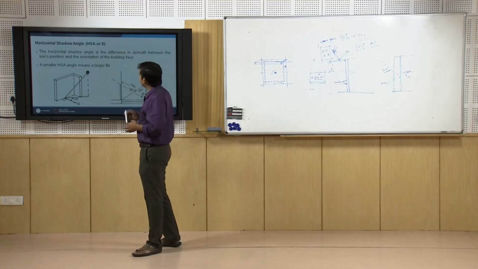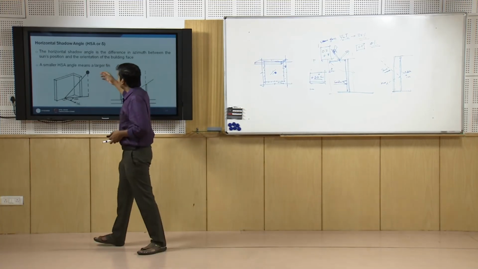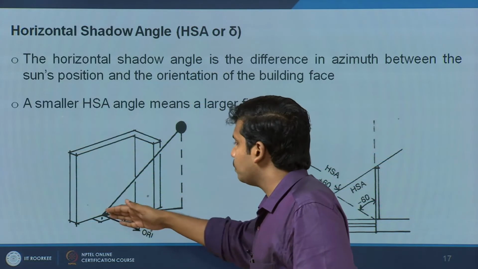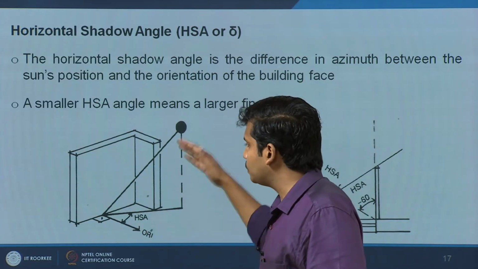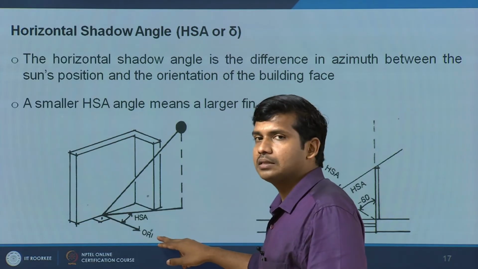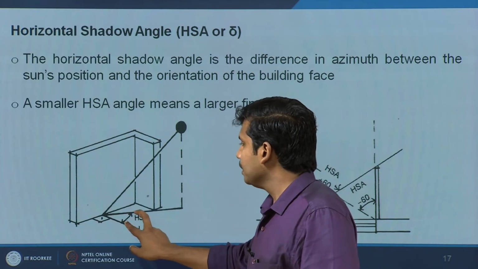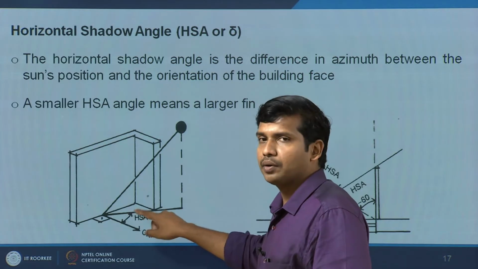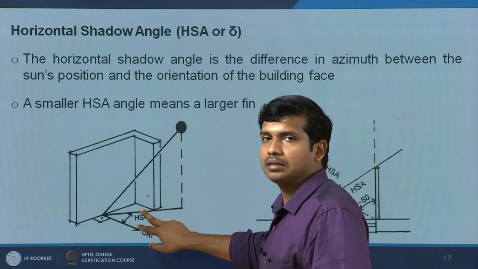The horizontal shadow angle is the difference between the azimuth of the sun's position and the wall orientation, that is, the wall azimuth and the solar azimuth. It gives you the difference, so effectively it takes into consideration the orientation of the wall surface. So this difference gives you the horizontal shadow angle.